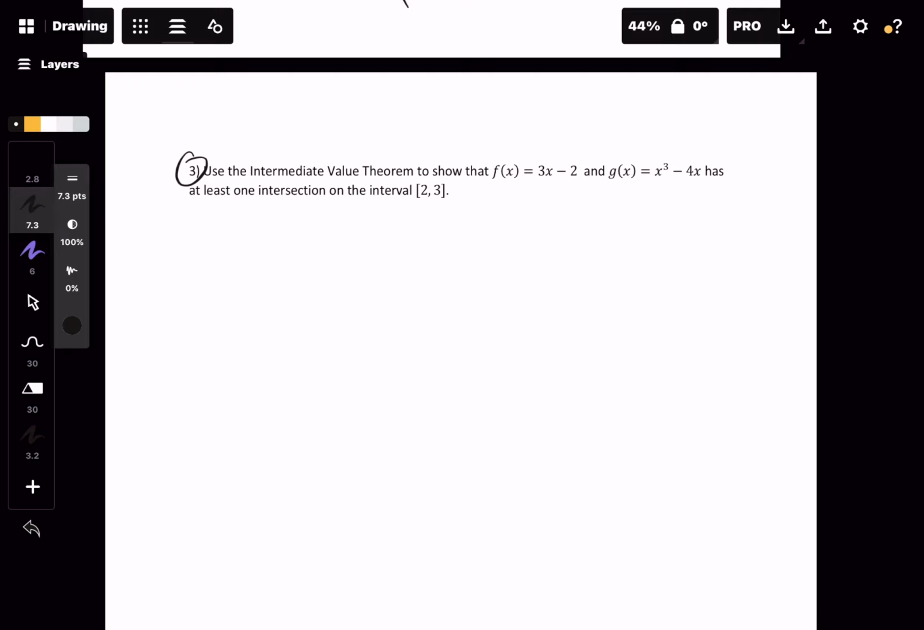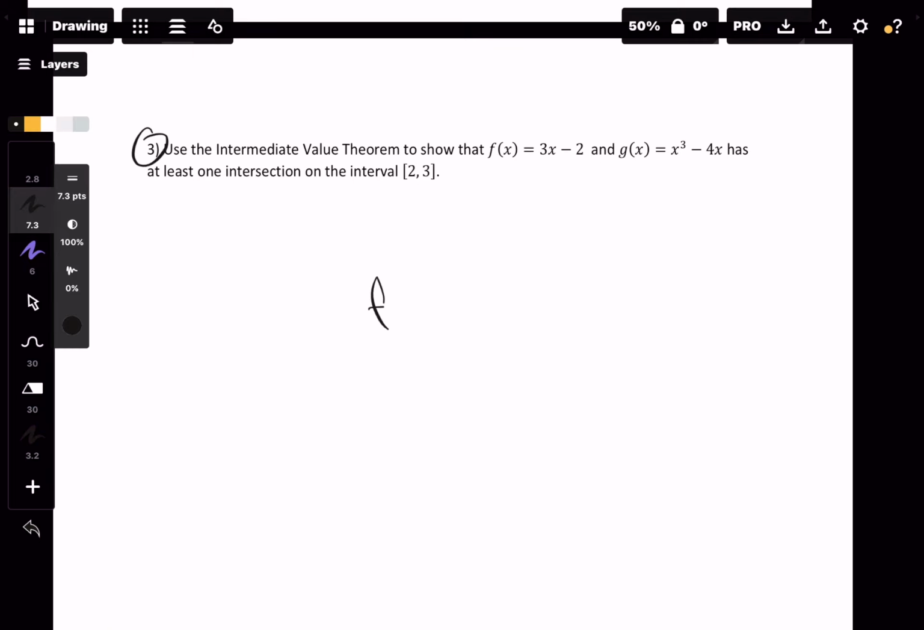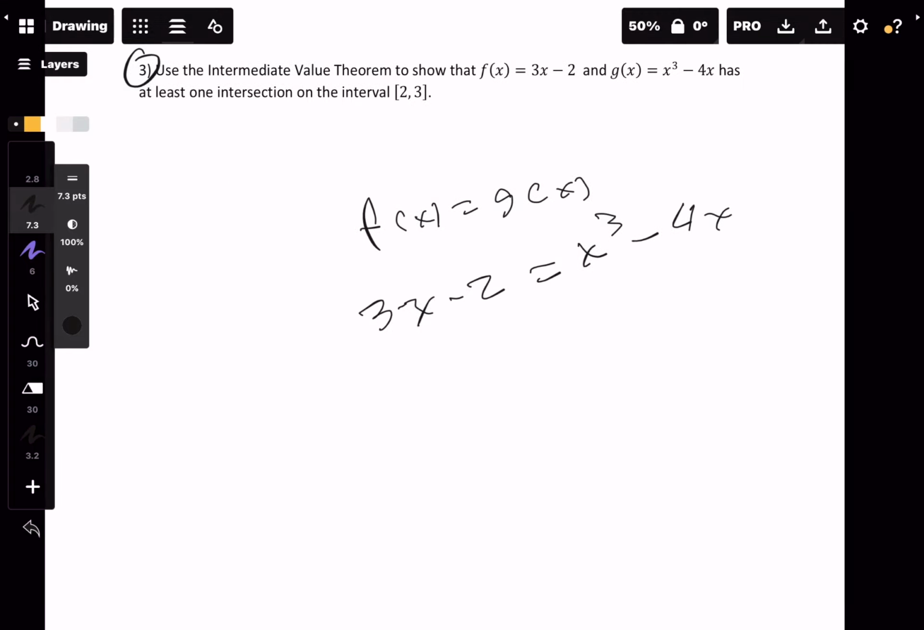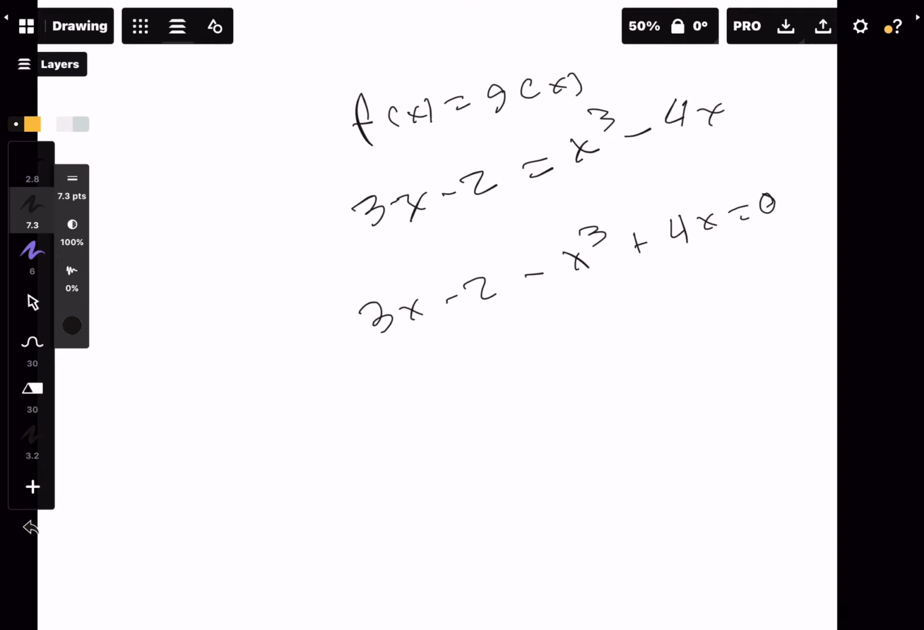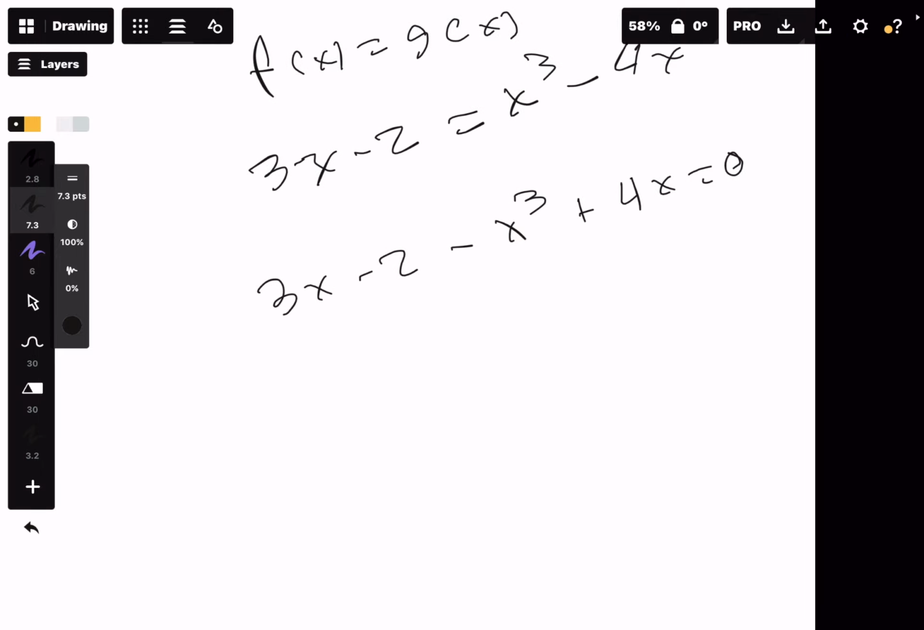We're going to use the intermediate value theorem for f of x and g of x to see if it has one intersection in the value. So we know we're going to have to make f of x equal g of x. Let's do that. Negative 3x minus 2 equals x cubed minus 4x. Let's move everything to the left. So negative 3x minus 2 minus x cubed plus 4x equals 0. Now we can easily see we can combine these terms, 4x and 3x. So we have negative x cubed plus 7x minus 2. There you go.